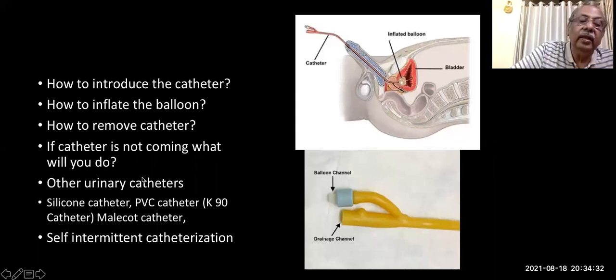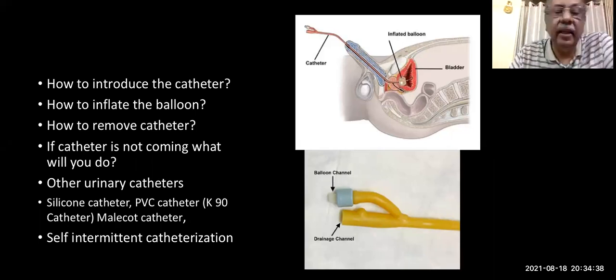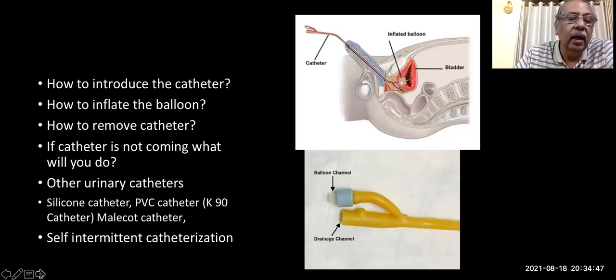Other urinary catheters, silicone, PVC or K90 catheter, which is mainly used for intermittent catheterization in spinal injury patients. The Malecot catheters, self-intermittent catheterization, all these can be asked.